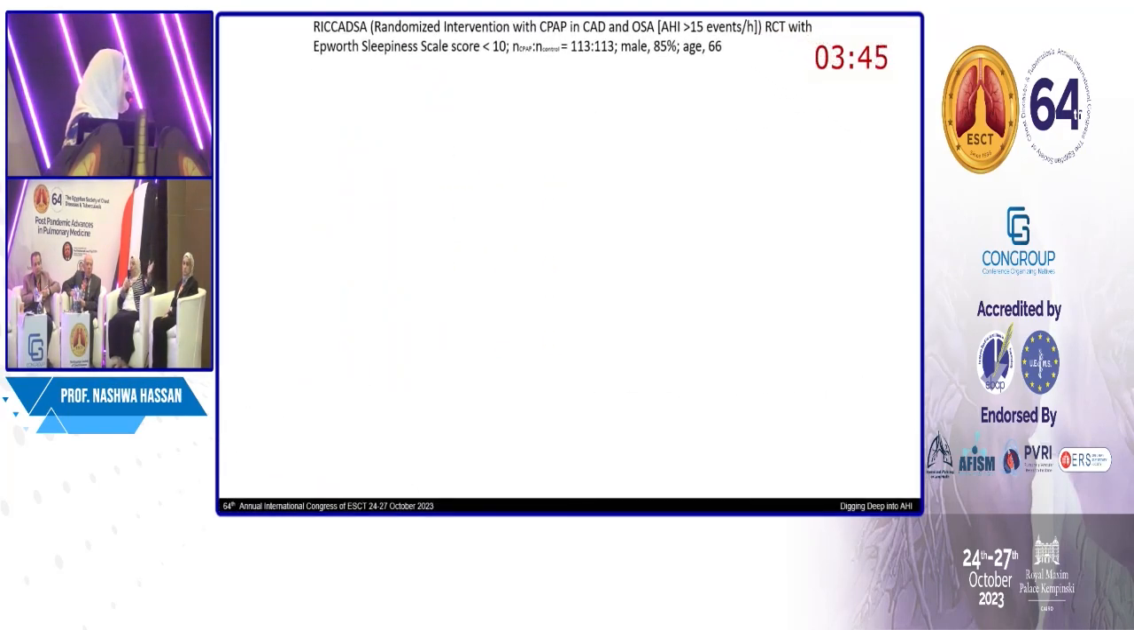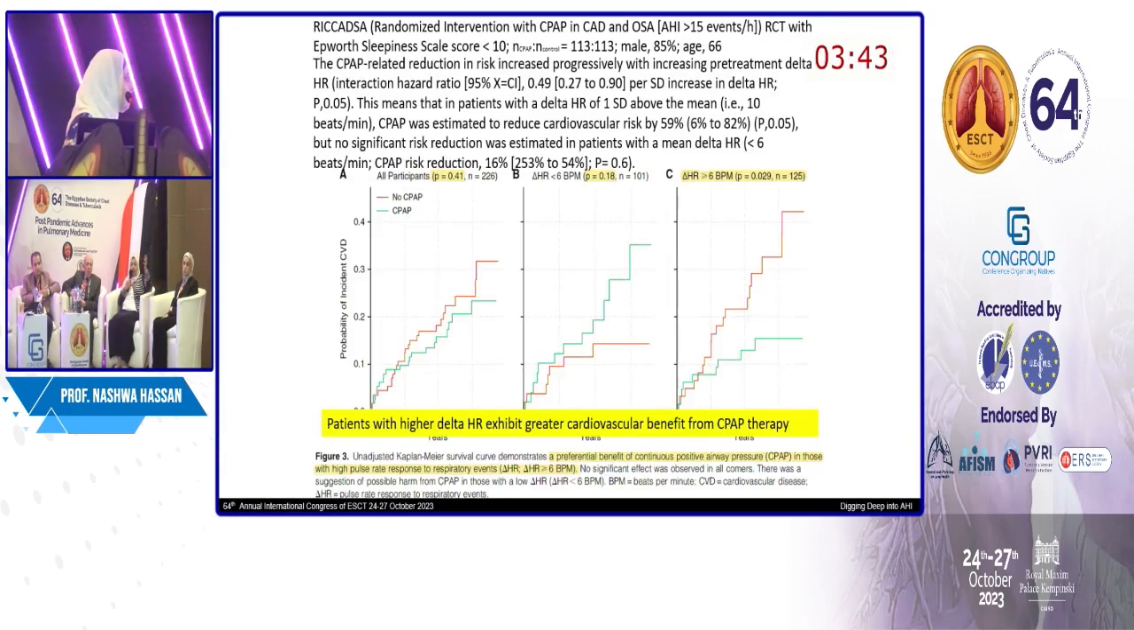In Ricat's study, they found that patients with ischemic heart disease who suffer from obstructive sleep apnea, those who have a pulse rate response, show more improvement with CPAP and less cardiovascular mortality. Another observation, but not statistically significant, is that patients with sleep apnea and low pulse response show less improvement on CPAP. So this is very important to decide the treatment of the patient according to pulse response.